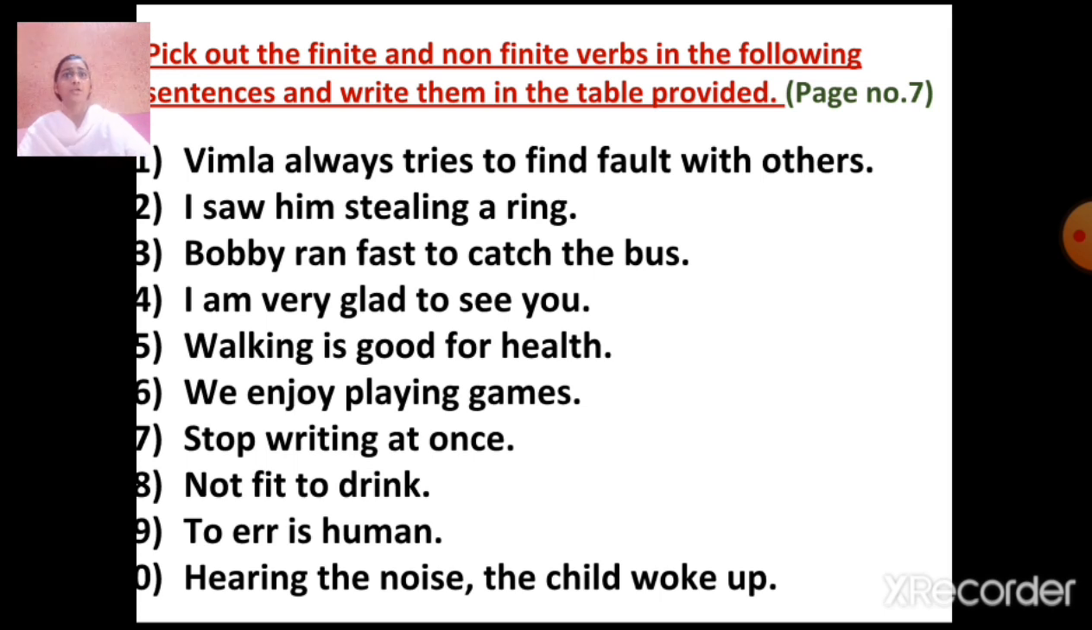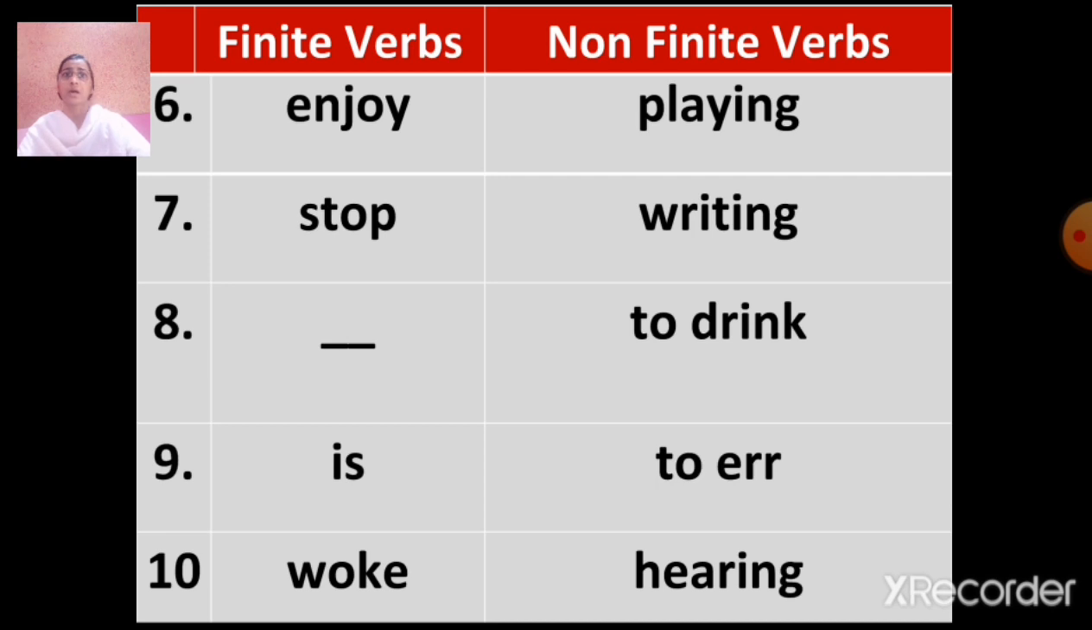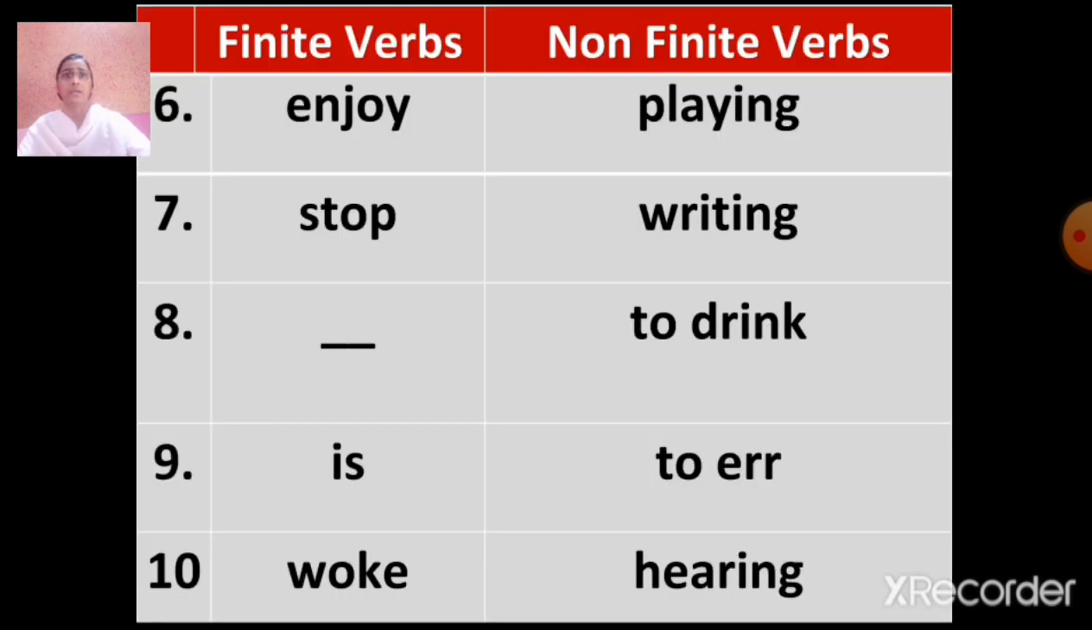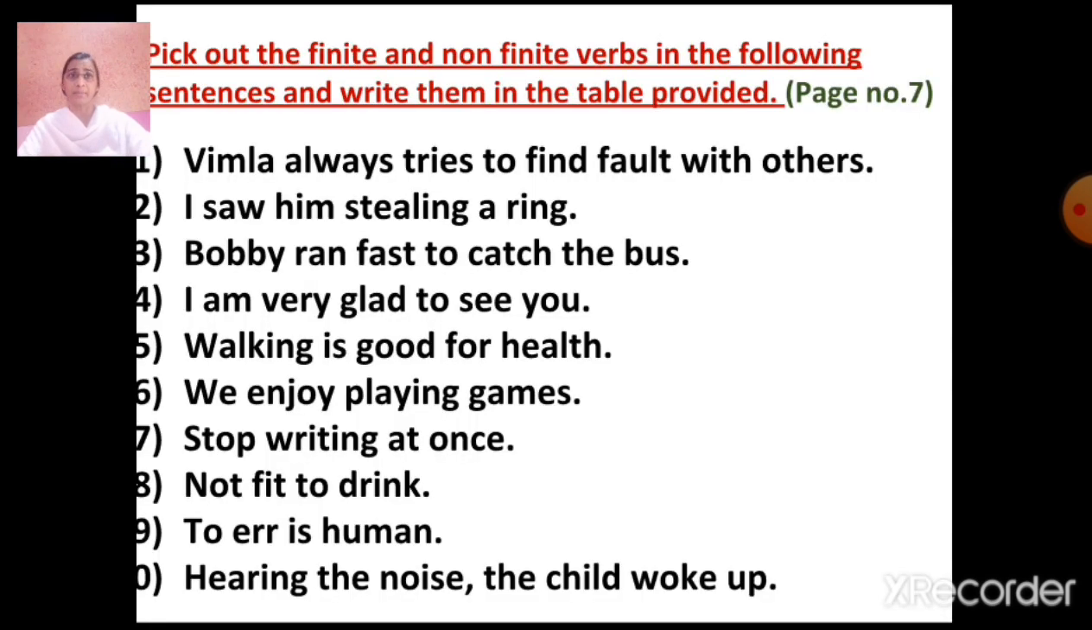Then to err is human. In this case "is" is finite verb and non-finite verb is to err. Then the last sentence is, hearing the noise the child woke up. Here the finite verb is woke and non-finite verb is hearing. Now students, I will stop here and we will continue with this verbs activity in our next session.